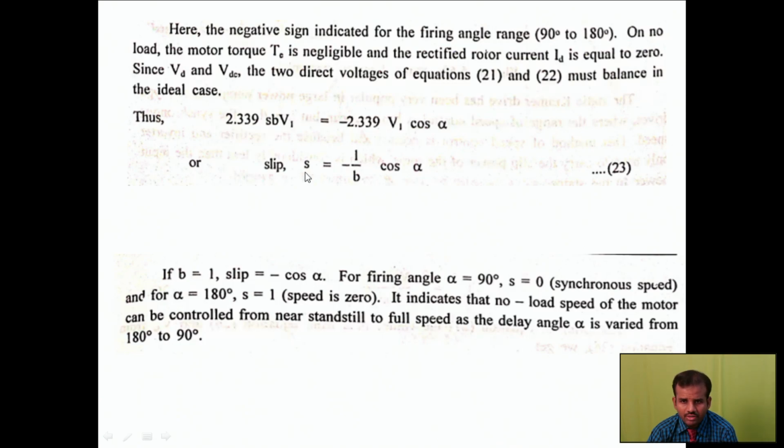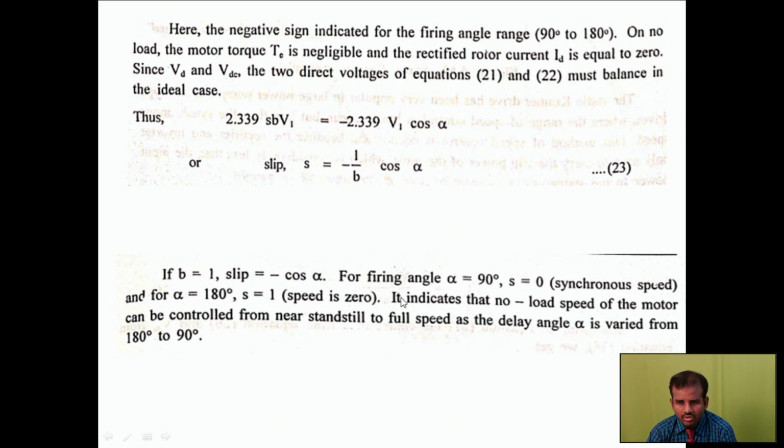The slip value S is equal to minus cos alpha. For firing angle alpha equal to 90 degree, we substitute alpha equal to 90 degree here. So what is cos alpha? Cos 90 degree is 0, so the entire slip value is equal to 0. For alpha equal to 180 degree, we substitute 180 degree, and the slip is 1. So the speed is 0.